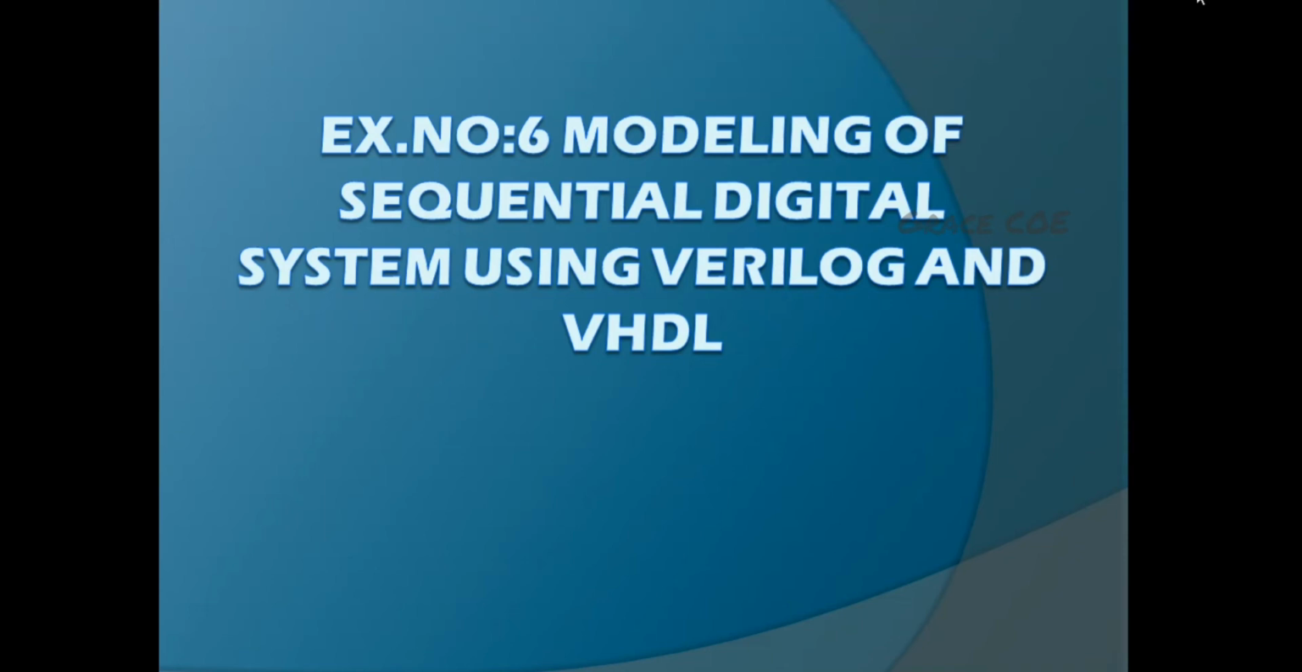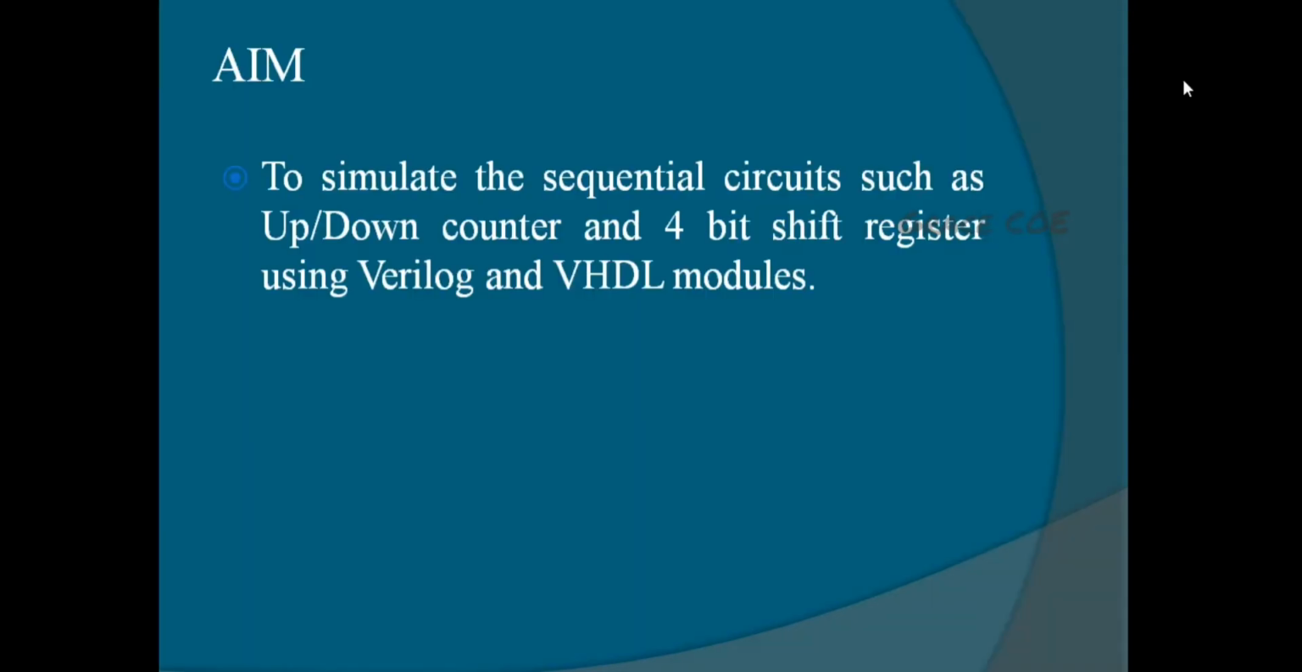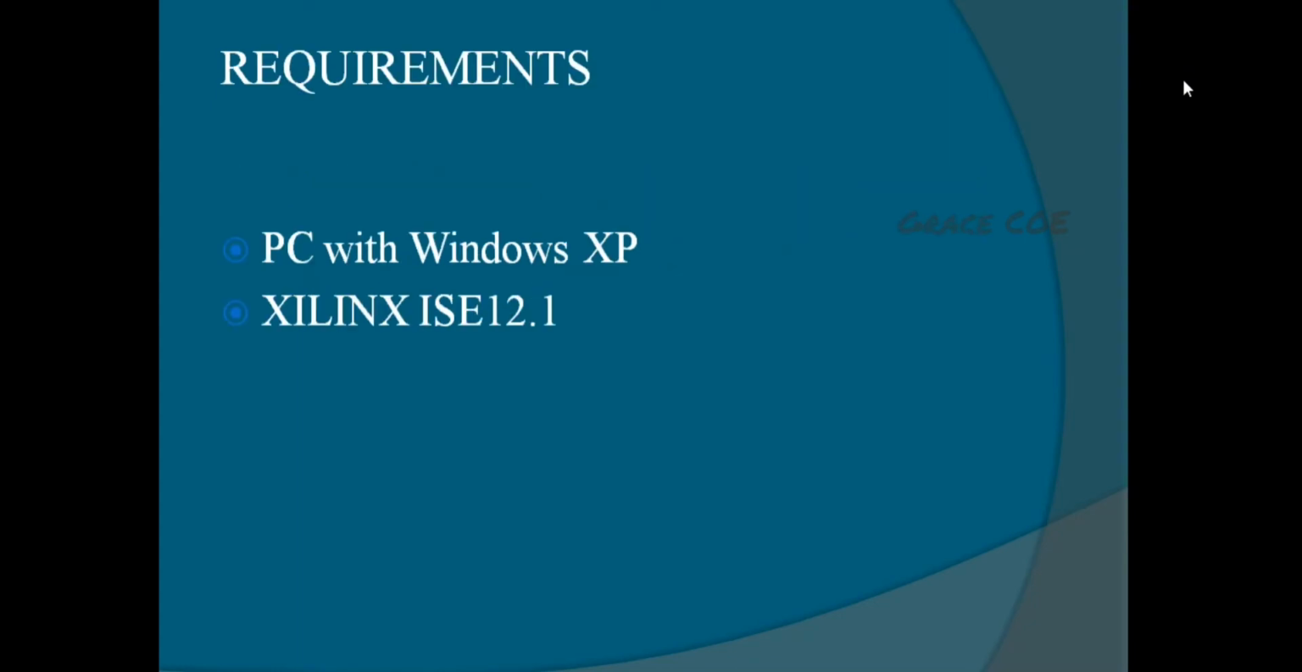This video is about the experiment modeling of sequential digital systems using Verilog and VHDL. The aim is to simulate sequential circuits such as an up-down counter and 4-bit shift registers using Verilog and VHDL modules. For this, we'll require the Xilinx software to be installed on our desktop or laptop.